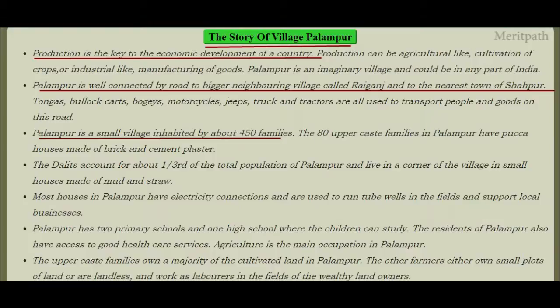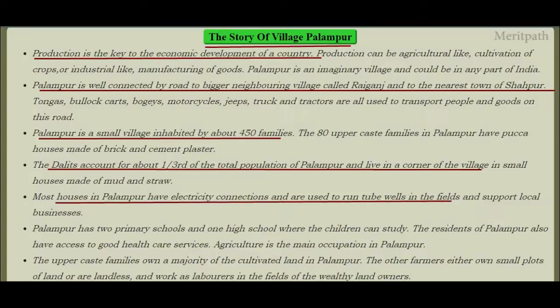80 upper caste families live in Palampur. They have pakka houses made of brick and cement plaster. Dalits account for about one-third of the total population of Palampur and they live in a corner of the village in small houses made of mud and straw. Houses in Palampur have electricity connections, and electricity is used to run tube wells in the fields and also to support the local businesses.